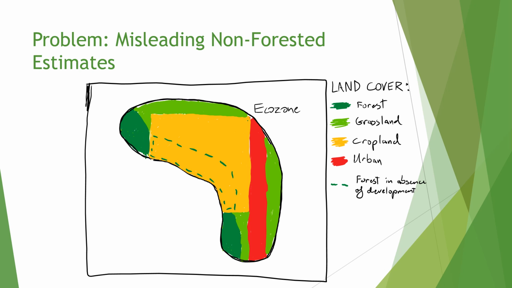So if we zoom in on one of these ecozones, we might see something like this in terms of land cover, some forest, some grassland, some cropland, and some urban. Now the issue is, and why this is perhaps misleading when applied to our projections, is that the lower amount of forest coverage in this area is not only due to climate, but also in part due to human development. So we have some area that would have been forest if it was not converted into cropland.